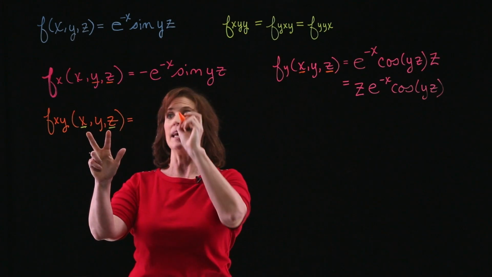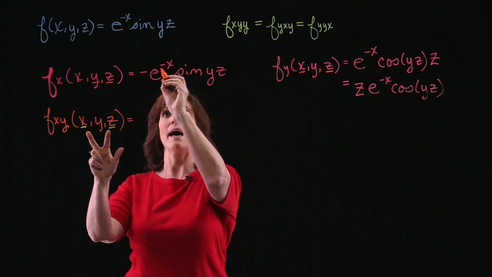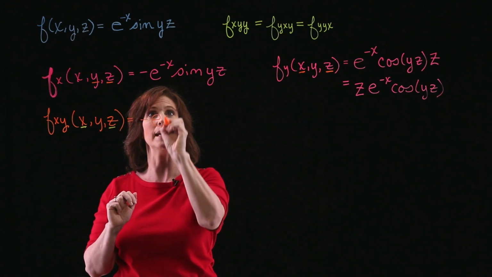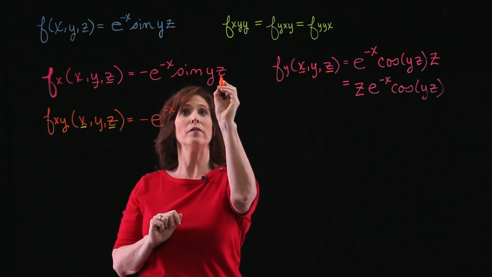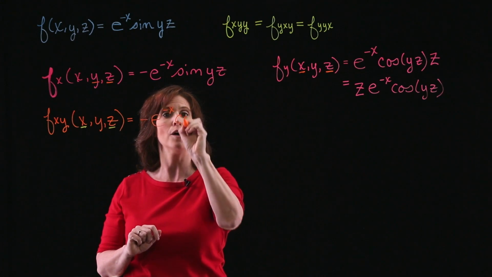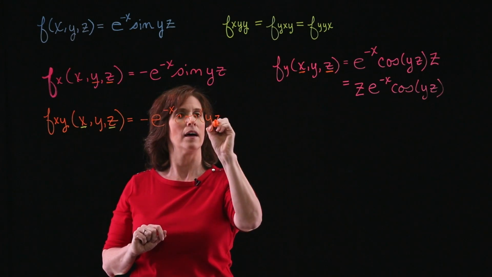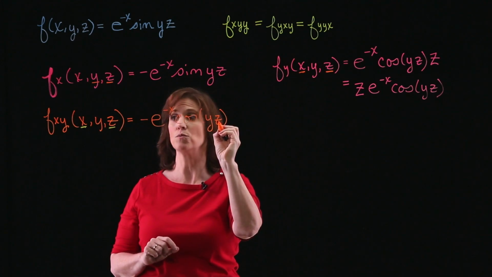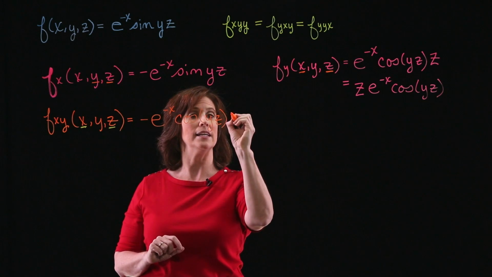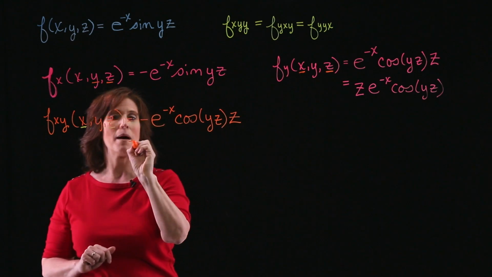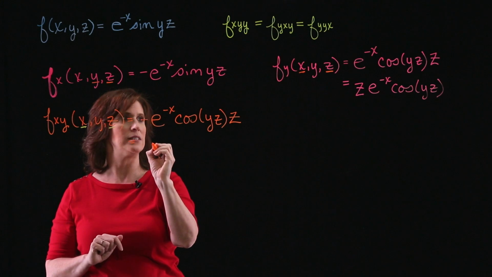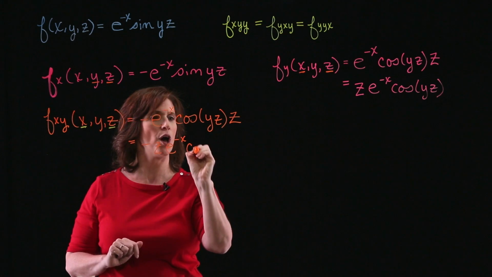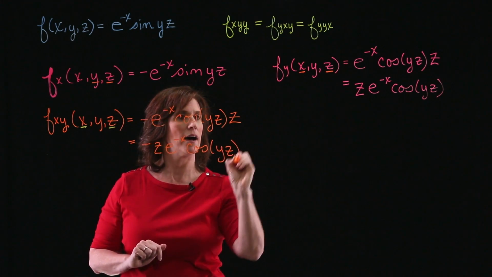All right, so let's see. If I'm treating x as a constant, that means the minus e to the minus x can be treated as a constant as well. So that's minus e to the minus x. The derivative of the sine yz will be cosine of yz. But remember, I'm treating z as if it's a constant. So when I use the chain rule, the derivative of yz is just going to be z. So my mixed partial fxy is going to be minus z e to the minus x cosine of yz.